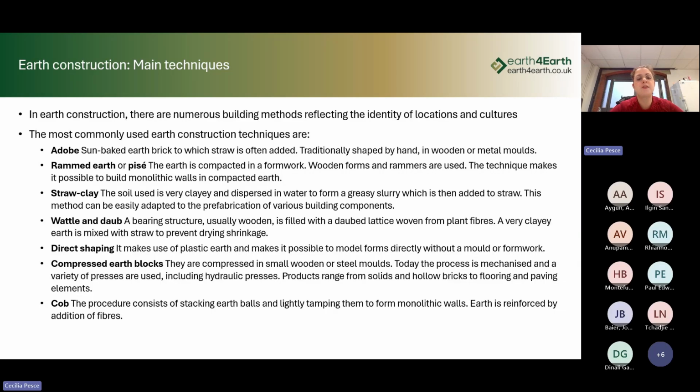The procedure consists of stacking earth balls. These are also made by hand, and then they are applied to the walls and to the structure. And also here it is quite common to add fibers into the mix to give that structural stability.